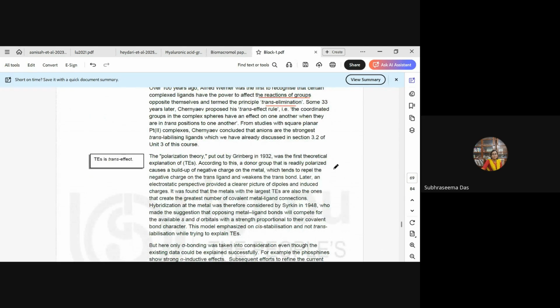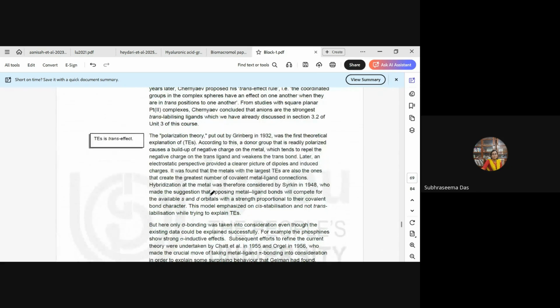From the studies of such platinum 2 complexes, the polarizing theory was introduced. This was the first theoretical explanation of the TE, that is the trans effect. According to this, a donor group that is usually stabilized causes a buildup of negative charge on the metal, which tends to repel the negative charge on the trans ligand and weakens the trans bond.